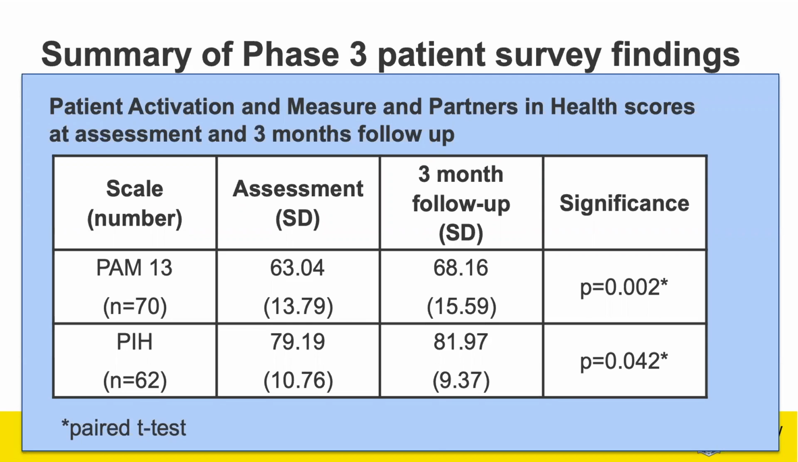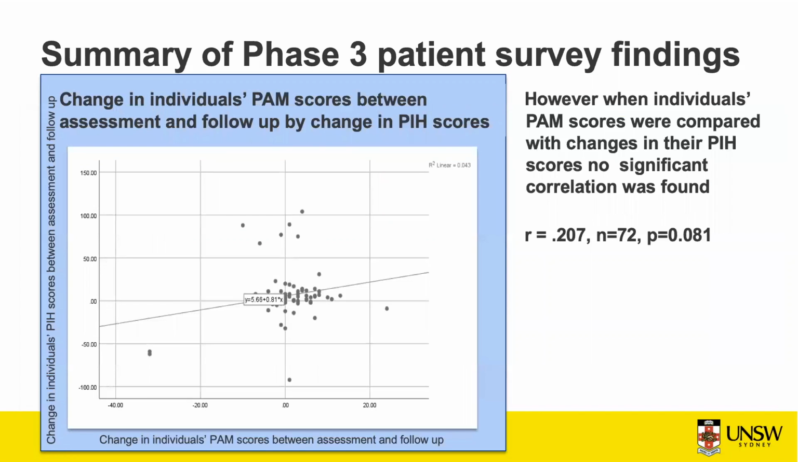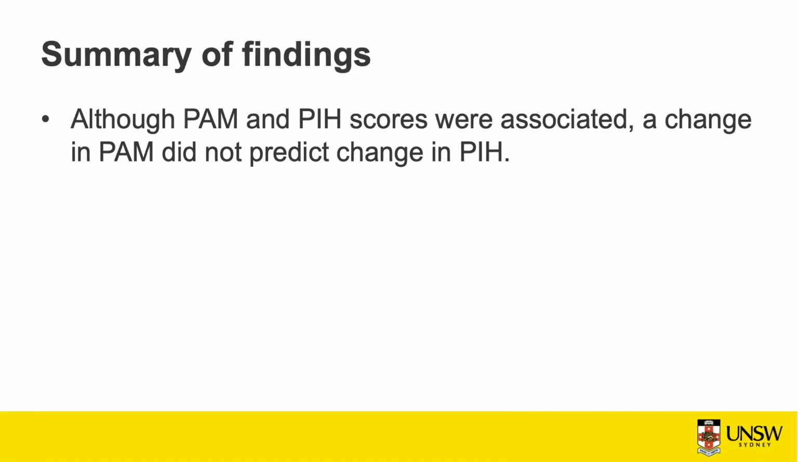And that also improved. But what was interesting was when we compared the PAM scores with these Partners in Health scores, despite both changing and improving, they didn't correlate. In a sense, what that meant was that PAM and Partners in Health as ways of measuring activation or ability to be involved in self-management improved, and they were associated, but that change in PAM score didn't predict what your change in Partners in Health was going to be.